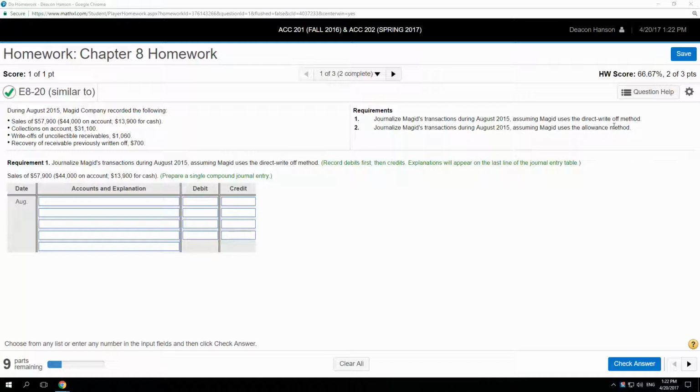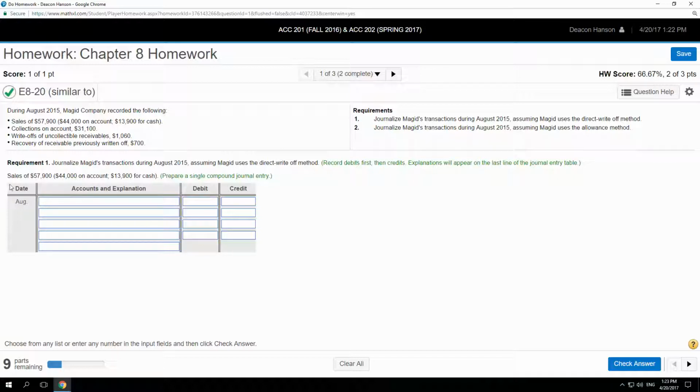And remember, the direct write-off method is okay if it's not significantly different from the allowance method, but it's preferable to do the allowance method. That's really the generally accepted accounting principle way of doing it. But we'll do direct write-off first, okay?